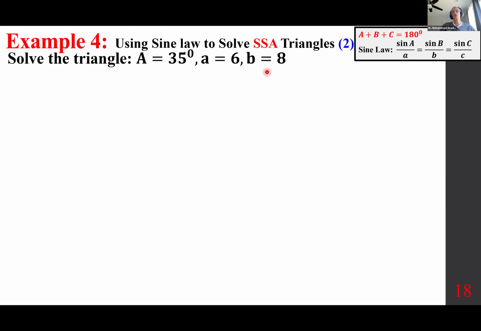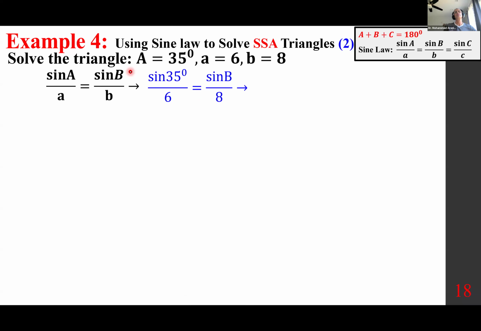We are going to write the sine law, sine A over a equals sine B over b. And A is 35 degrees, so we are going to replace it. Lowercase a is 6. The reason we use this one is because we have capital A and lowercase a, and we have lowercase b, so we can easily find sine B. Let's plug in.